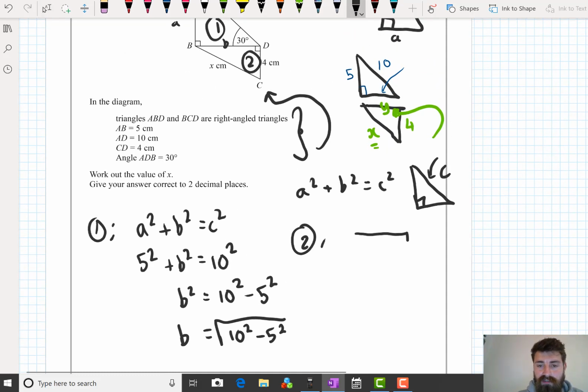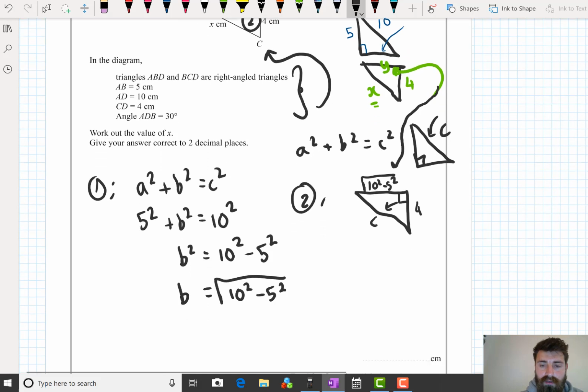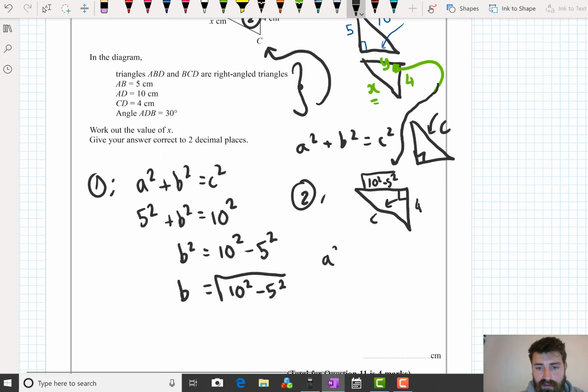This missing side was the square root of 10 squared minus 5 squared. If you think back to this green arrow, linking it down, we know this side is 4 from over here. And we want to find C, which is the longer side, opposite the right angle. So, in order to find that, a squared plus b squared equals c squared, where c is the longer side. A, I'm going to call this one, B, I'm going to call this one, it doesn't matter which way around they are, due to the commutative law.